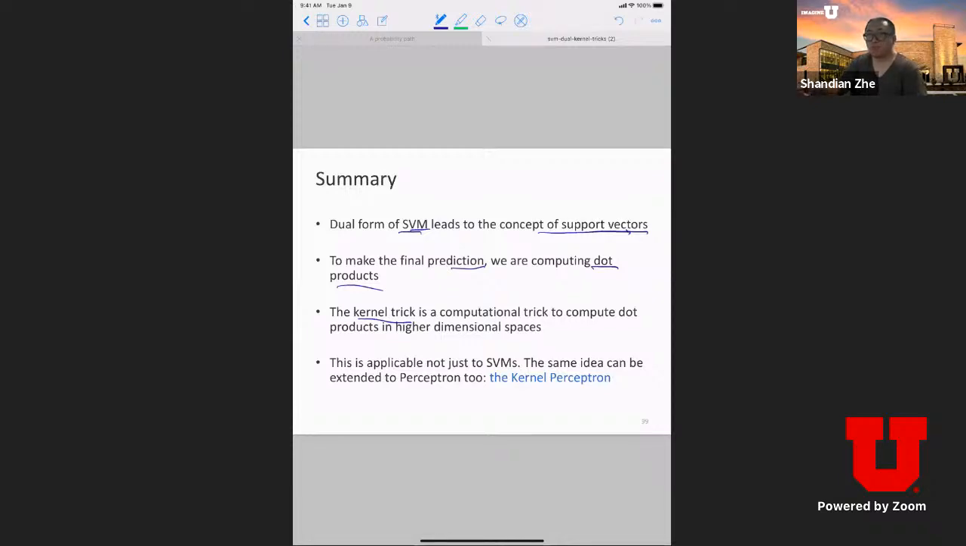But finally, the kernel trick is not only applicable to SVM. You can apply it to many other methods as well. That's why I mentioned that it is also possible to apply the kernel trick in perceptron. If you're interested in that, think about it and try it. Any questions so far?